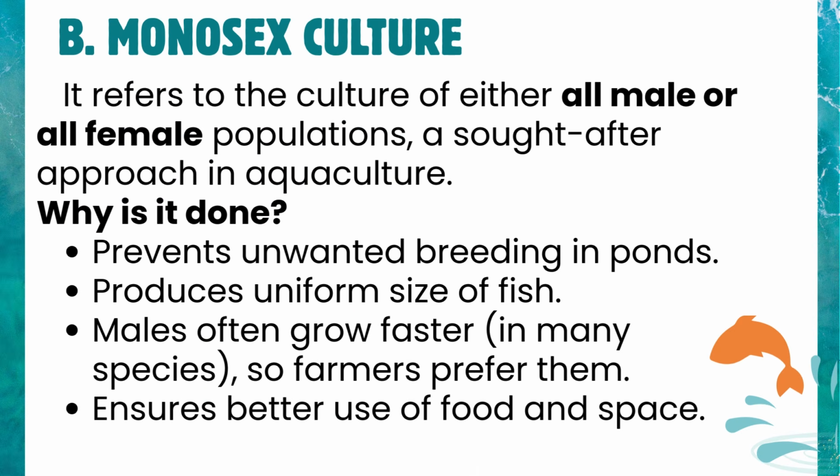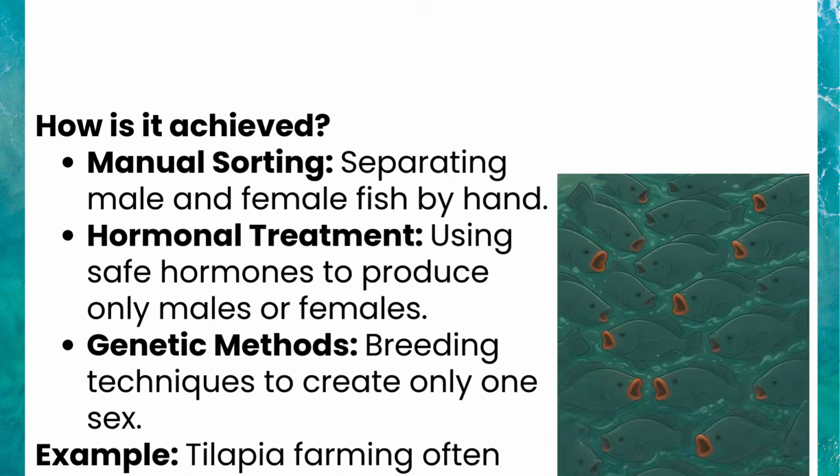Monosex culture refers to the culture of either all male or all female populations, a sought-after approach in aquaculture. It covers the advantages of monosex population culture and details the mechanisms to achieve it based on different modes of sex determination and sexual differentiation. How is it achieved?